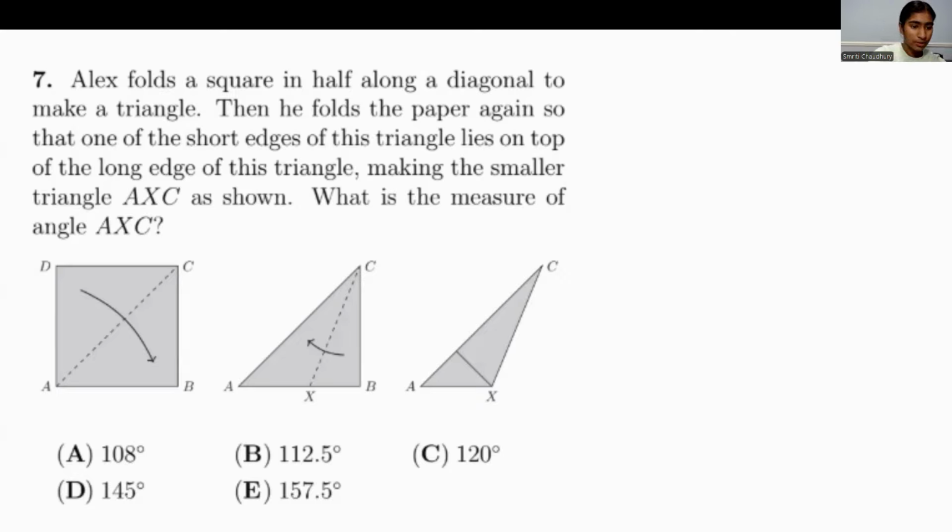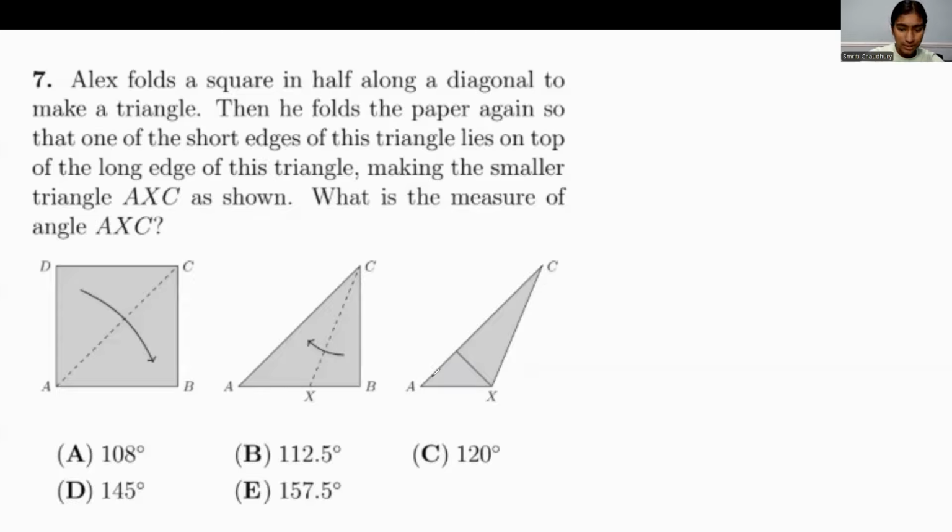So we started out with this square over here, which we then folded in half, getting this triangle. And then we folded it again in half this way, getting this triangle. And we're solving for the value of this angle, AXC. So we can get that by solving for the value of this angle, and then doing 180 minus those angles, because all angles in a triangle add up to 180.